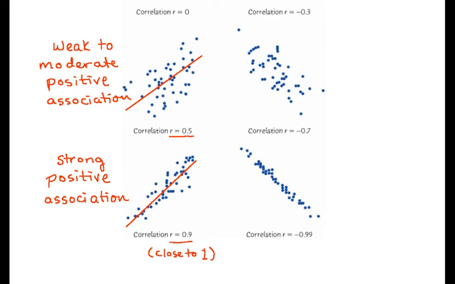So you could guess that a correlation of exactly 1 would look like this, right? Points that are perfectly on a line. They don't have to be perfectly evenly spaced, but they would all lie perfectly on a line, right? This would be a correlation of 1.